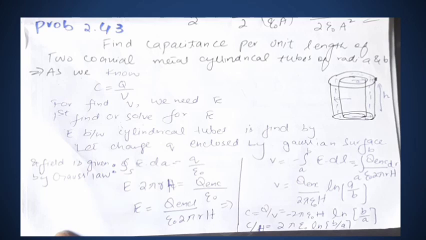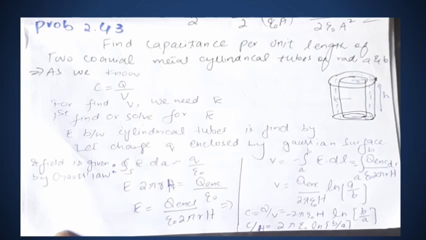The electric field given by Gauss law is closed integral E dot dA equal to Q over epsilon naught. The area of the cylinder is 2 pi r h, so we put the value of area here: E times 2 pi r h is equal to Q enclosed over epsilon naught. Taking the value of electric field from here, E is equal to Q enclosed over epsilon naught 2 pi r h.